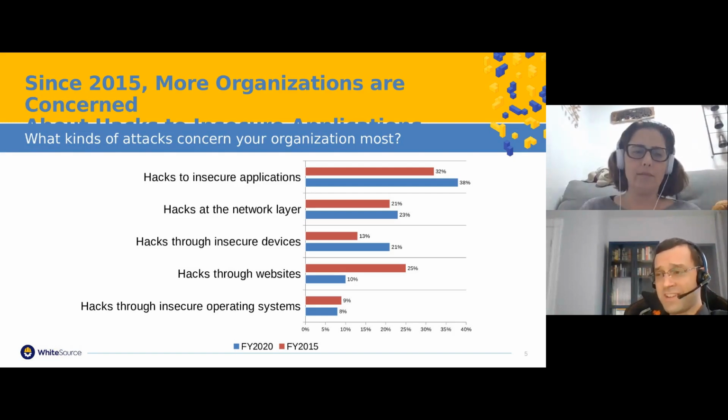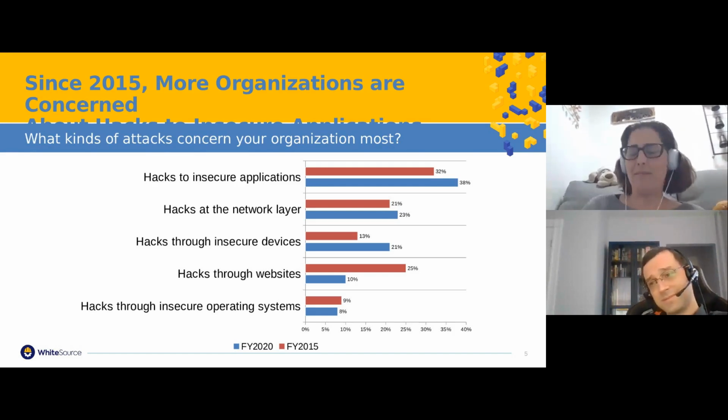Devices are a little weird because it depends on what you mean by device, and everybody's got their own definition because insecure devices could be network layer problems or application layer problems. I think a large chunk of the responses for hacks through insecure devices mean the application layer of the device, not the hardware or network.